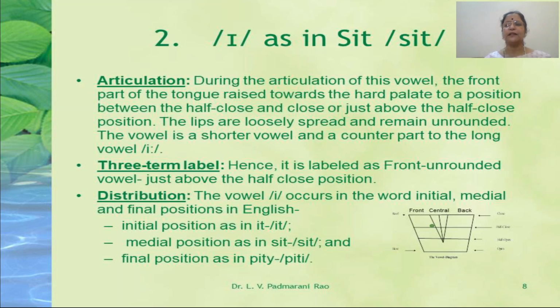If you look at the diagram that is given at the extreme right hand corner, the tongue is raised to a position just above the half close. It is the front part of the tongue that is used. The lips are loosely spread when the sound is pronounced, and hence the three-term label for the description of ɪ as in sit is front, unrounded vowel just above the half close position. We can also describe this vowel as front, between close and half close, unrounded, short vowel.